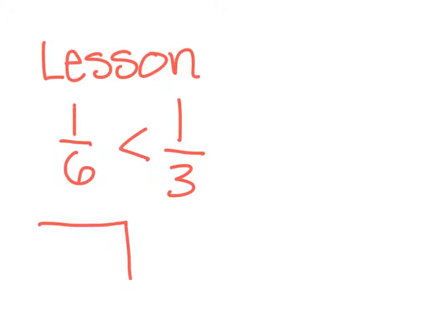Okay, so we have reviewed and we've also gone over common mistakes. So now we are going to move on to the lesson. So our problem is going to be 1/6 is less than 1/3. So how did I figure this out? Because the 6 is bigger than the 3. Well, let's draw it.